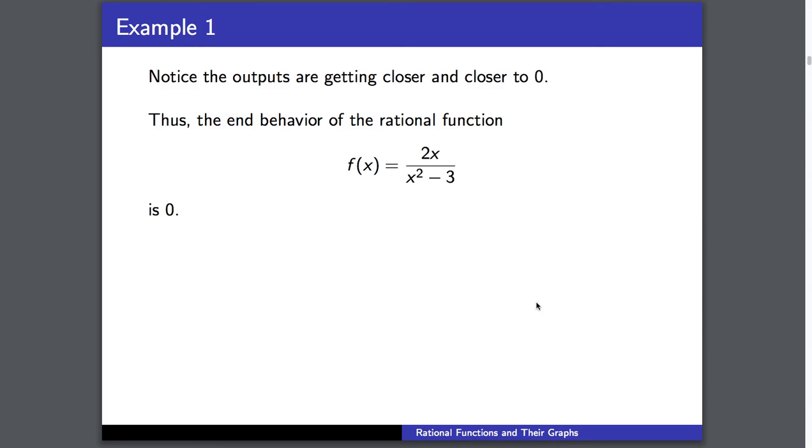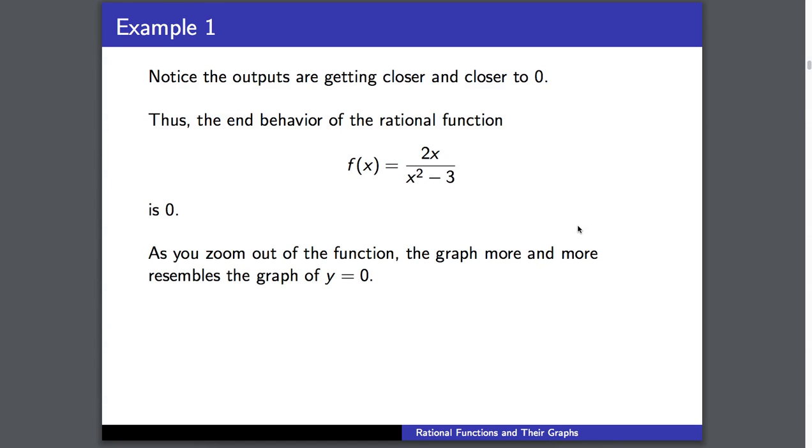So the end behavior of the rational function f of x equals 2x over x squared minus 3 is 0. It's 0 as we head to the left, where we put in larger negative numbers for x, and it's also 0 as we head to the right, where we enter larger positive values for x. Visually, if we graph this function and zoom out, our graph is going to look more and more like the graph of the line y equals 0.